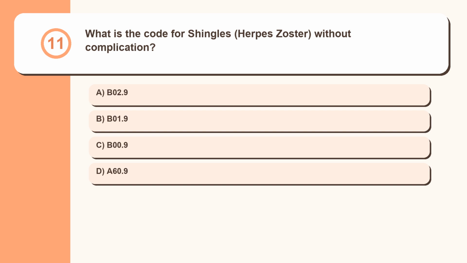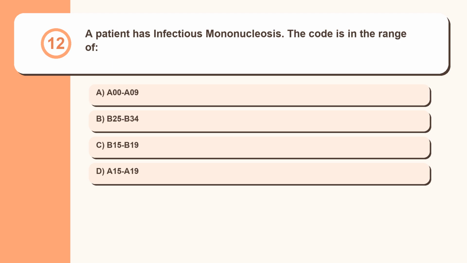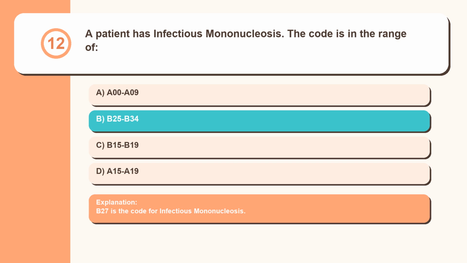Question 11. What is the code for shingles, herpes zoster, without complication? B02.9, B01.9, B00.9, A60.9. B02.9 is for zoster without complication. Question 12. A patient has infectious mononucleosis. The code is in the range of A00-A09, B25-B34, B15-B19, A15-A19. B27 is the code for infectious mononucleosis.